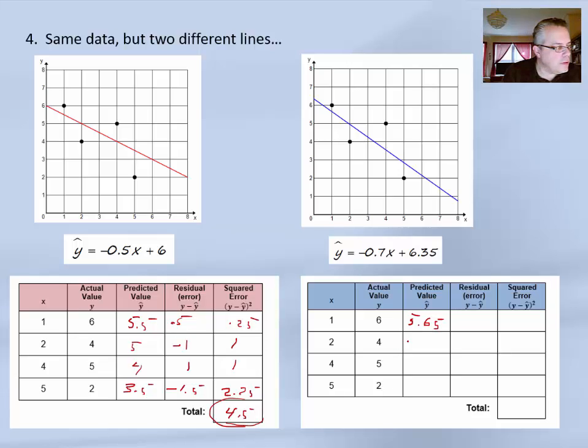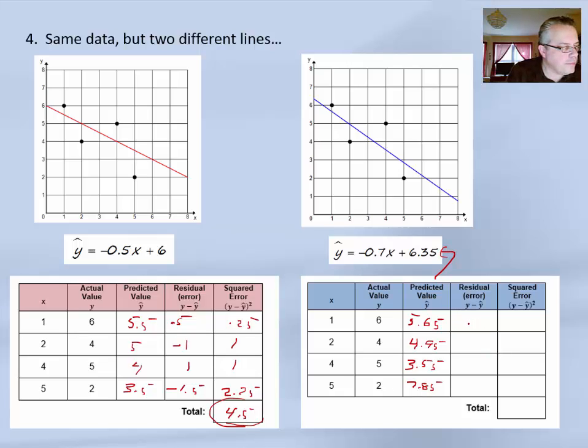When I put 2 into the equation, I get 4.95. When I put 3 into the equation, or 4 into the equation, I get 3.55. And when I put 5 into the equation, I get 7.85. So all of these came from the equation.